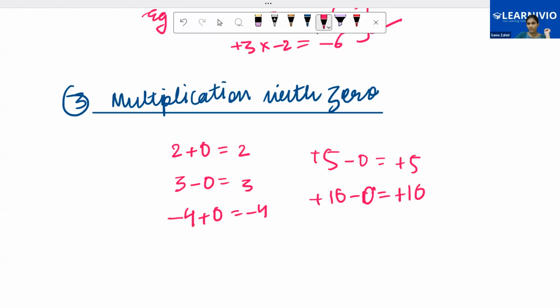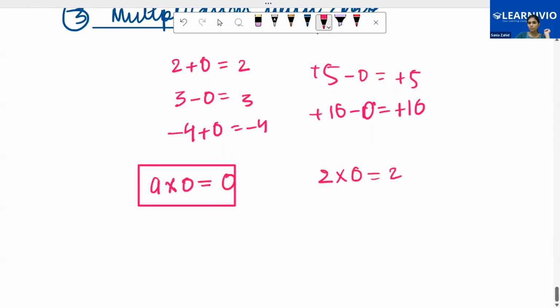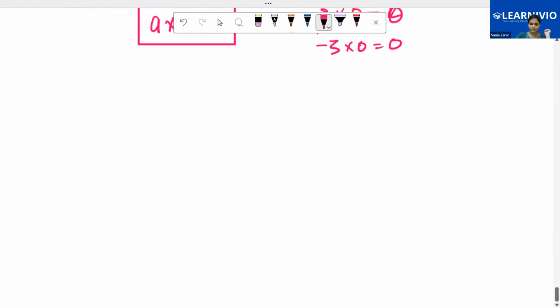But whenever I'm multiplying a number with 0, like I have a number a and I multiply it with 0, what will be my answer? My answer will be 0 and not this number. Like 2 into 0 is 0, or minus 3 into 0 is again 0. So multiplying any number with 0, I get 0 only.